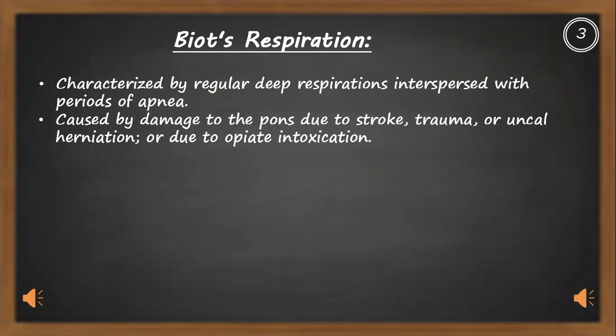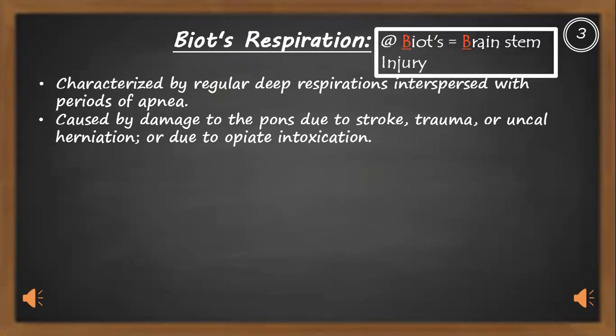Now, it can be caused by damage to the pons, either due to stroke, trauma, or herniation of the uncus part of the brain, or also due to opiate intoxication. I have kept here a mnemonic: B for Biot's respiration and B for brainstem injury. It is to be noted that this brainstem injury specifically refers to the pontine centers rather than the medulla, because for Biot's respiration to occur, the respiratory pattern must be given by the central pattern generator located in the medulla. But if there's damage to the pons, that leads to an imbalance in the feedback mechanisms, thereby leading to a kind of Biot's respiration.